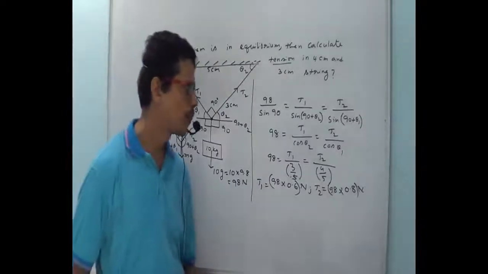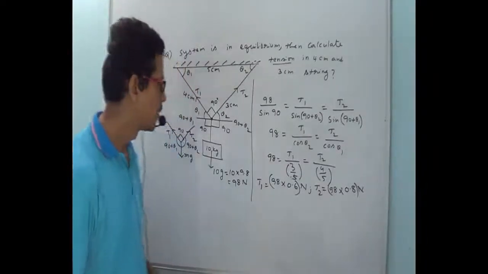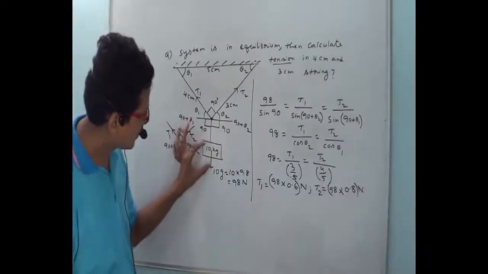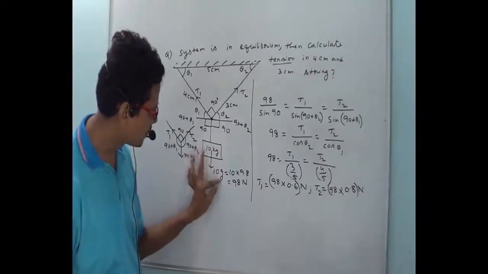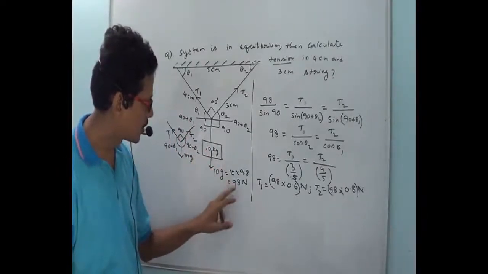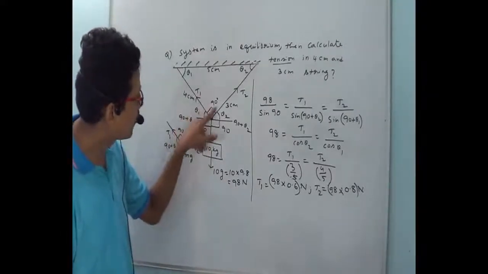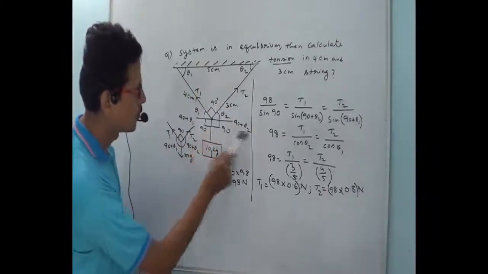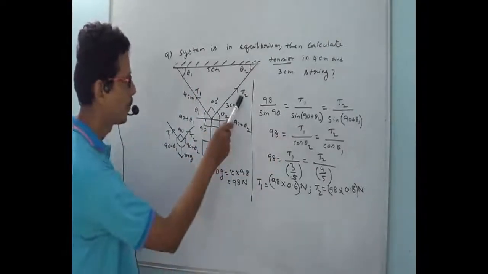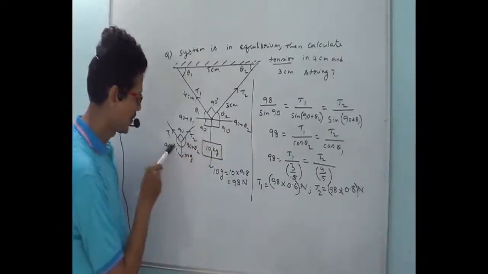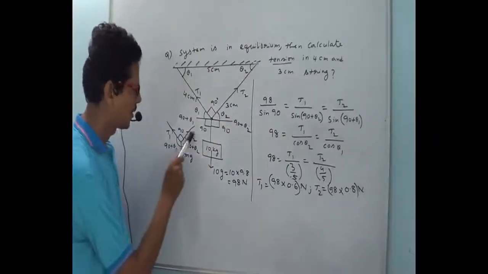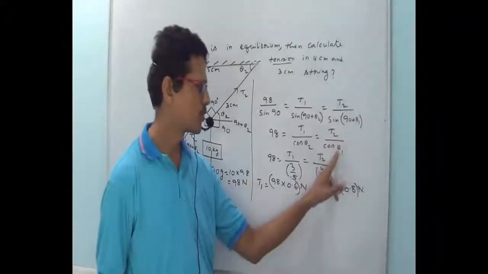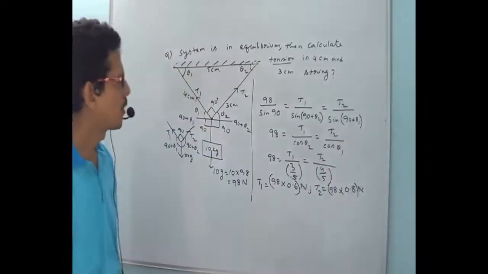Now you understood how we apply this Lami's theorem, na? Force divided by sine of the opposite angle. 10 kgs. Kgs means what is the force? Weight, na? Weight is mg. So 98 newtons. So force divided by sine of the opposite angle means sine 90. T1 divided by this angle 90 plus theta 2, and T2 divided by sine 90 plus theta 1. What is sine 90 plus theta? Cos theta, okay. Note down this.